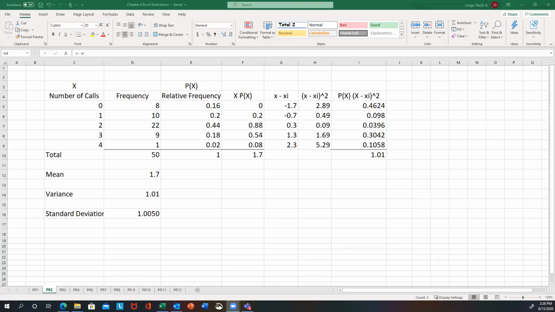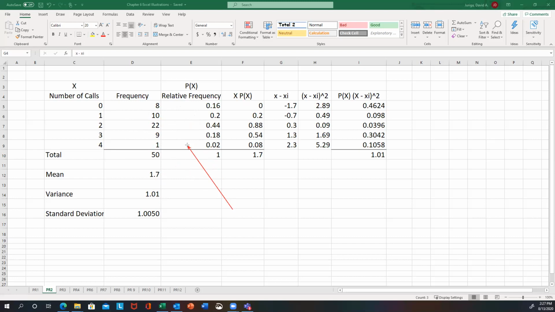All right, there we go. As you can see, here's my number of calls, here's the frequency, and then to get the relative frequency, you just take 8 divided by 50, 10 over 50, 22 over 50, 9 over 50, 1 over 50. That's my probability. So that's where those numbers are coming from.